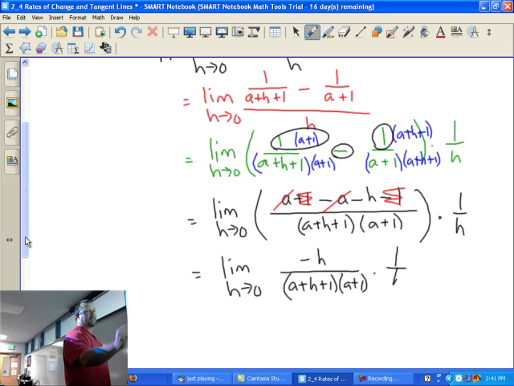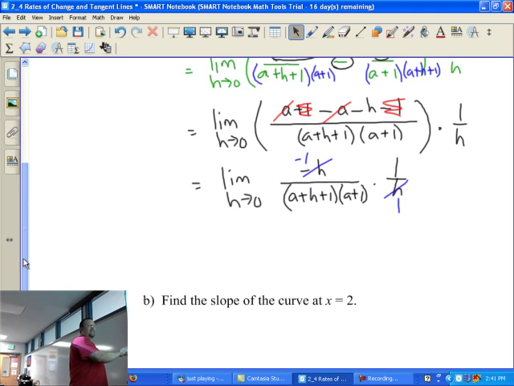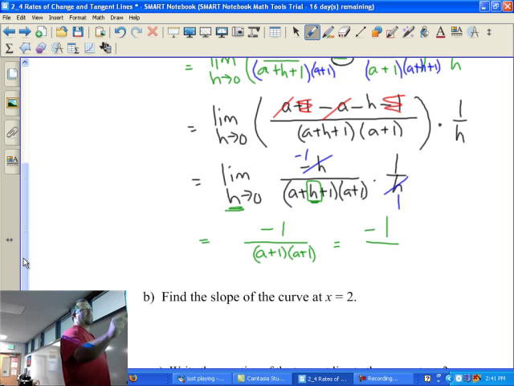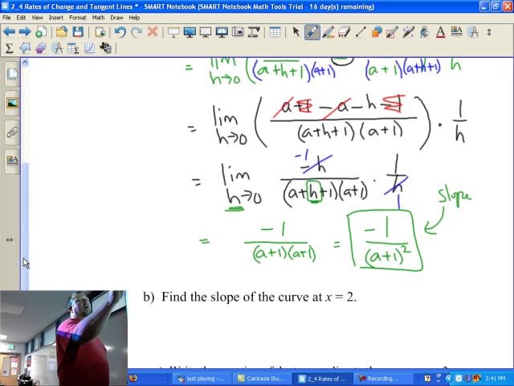Well, this is a good thing because I'm multiplying it by 1 over h. This h cancels with that, becomes 1. This is a negative 1 because of the negative sign. And now I can evaluate my limit as h goes to 0, making sure the only thing I now have an h here is right there in the middle of that fraction. So this is going to be negative 1 over a plus 1 times a plus 1, or you could write it as negative 1 over a plus 1 quantity squared. That becomes your formula for the slope of f of x at any x equals a.